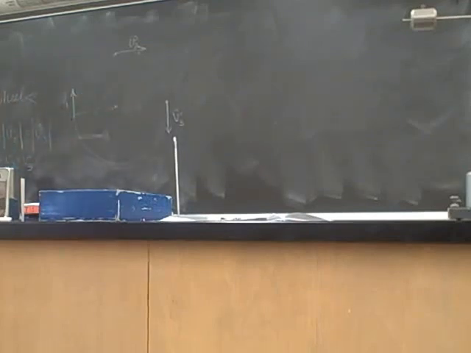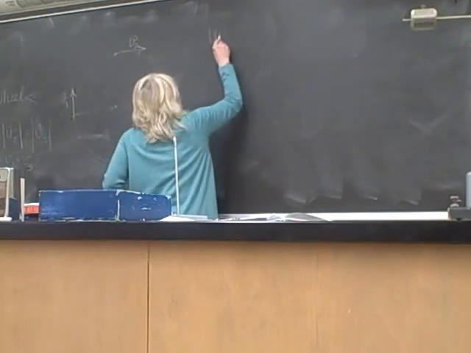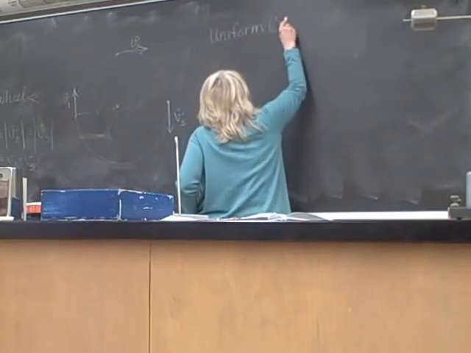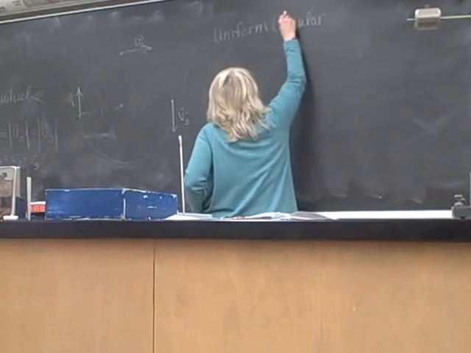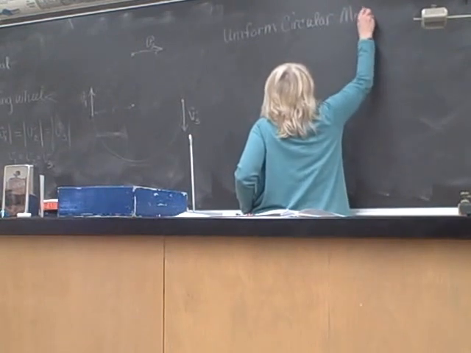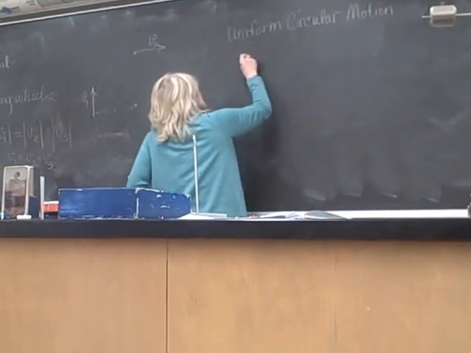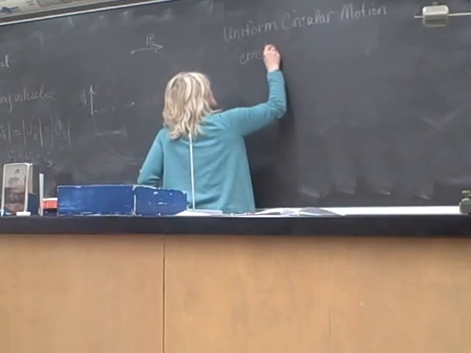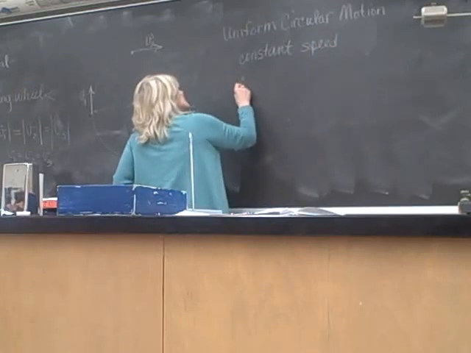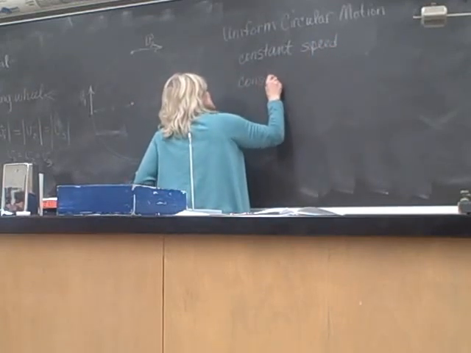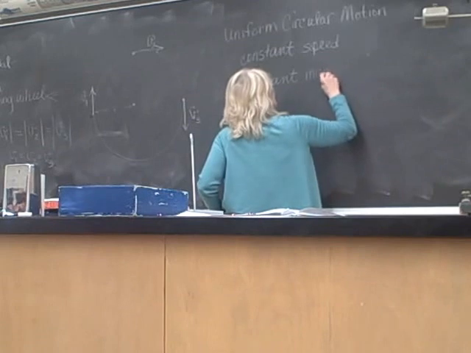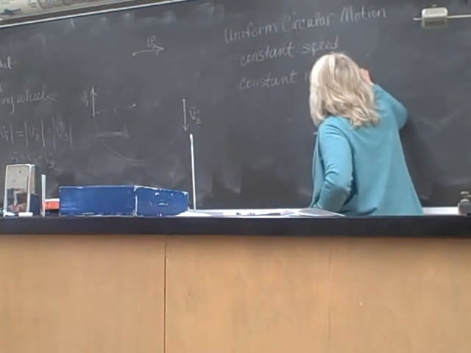And uniform circular motion is sort of peculiar because it's a situation where you have constant speed and constant acceleration. And I'm going to say constant magnitude acceleration.